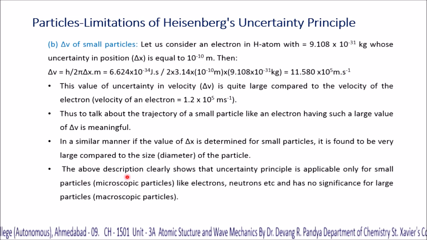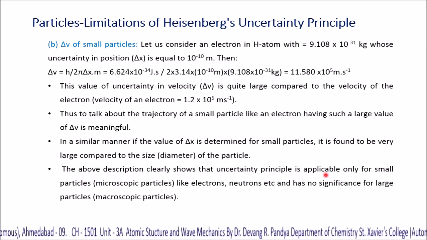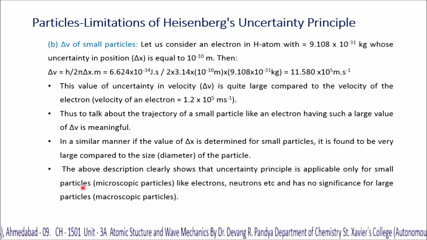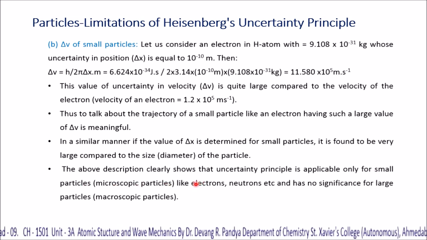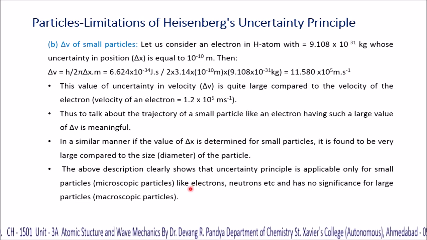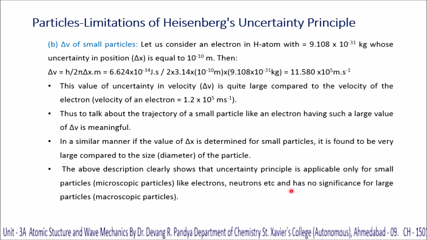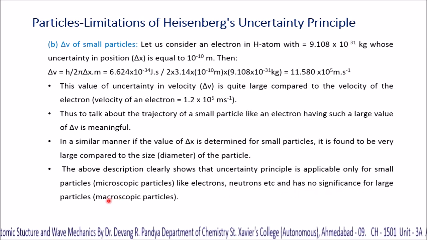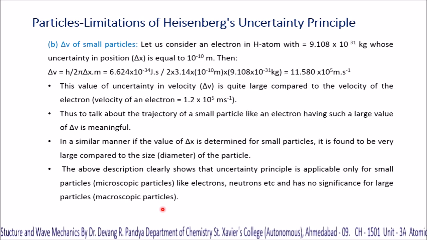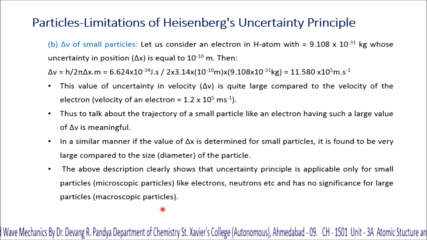The above description clearly shows that the uncertainty principle is applicable only for small particles, that is moving microscopic particles which have wave as well as particle nature, such as electron, proton, neutron, hydrogen atom, etc., and has no significance for large or macroscopic particles like a cricket ball, or any big object like planets, etc.